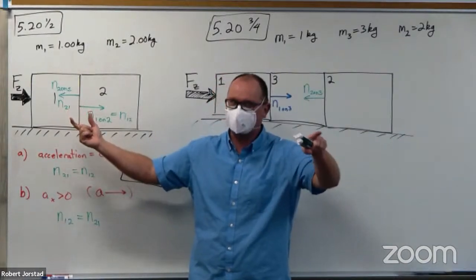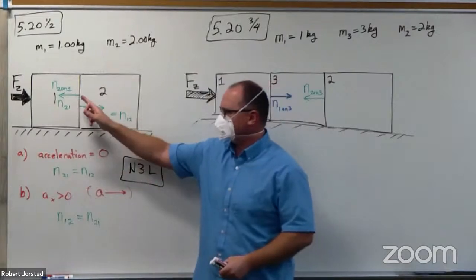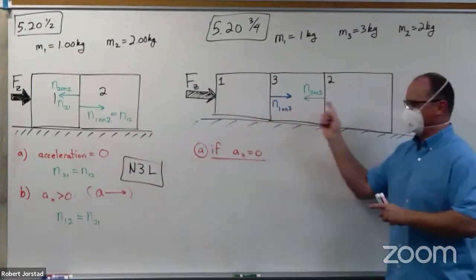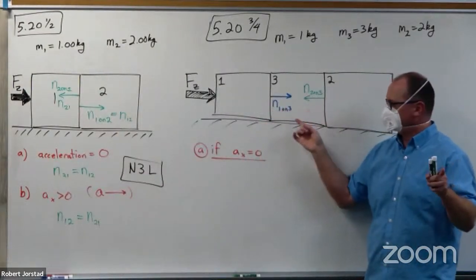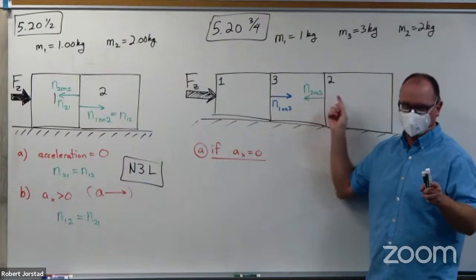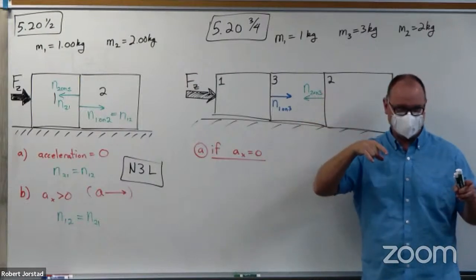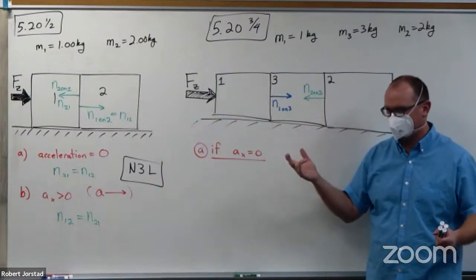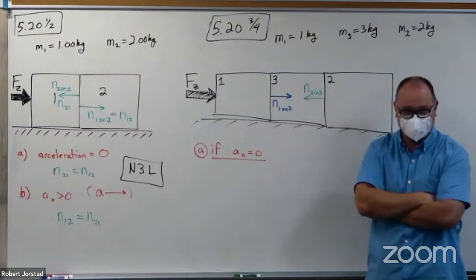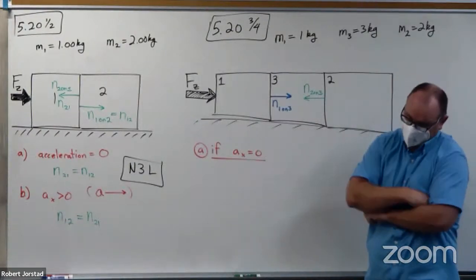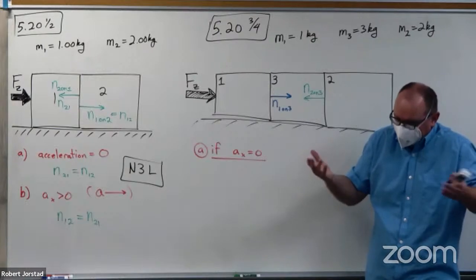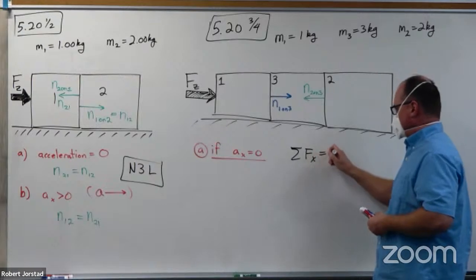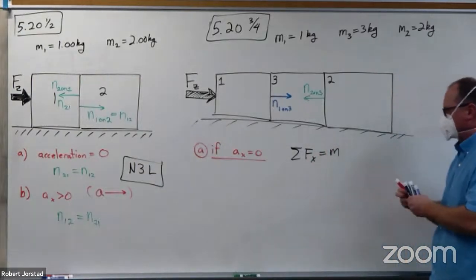I'm trying to trick you again, but in a different way. Now look, these are an action reaction pair because it's 2 on 1, 1 on 2. This is not an action reaction pair because this is 1 on 3 and 2 on 3. Notice how they're both on 3. So this is not a Newton's third law problem. Do we know any other Newton's laws? What's the one? Force equals mass times acceleration. The sum of forces in the x equals mass times acceleration in the x.